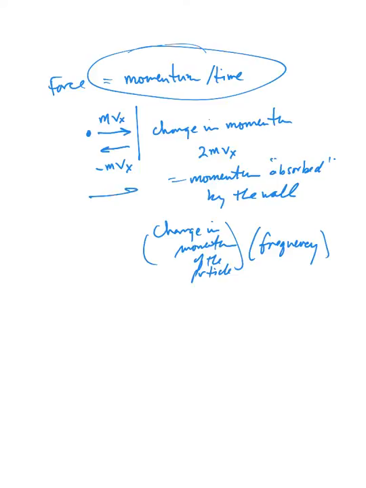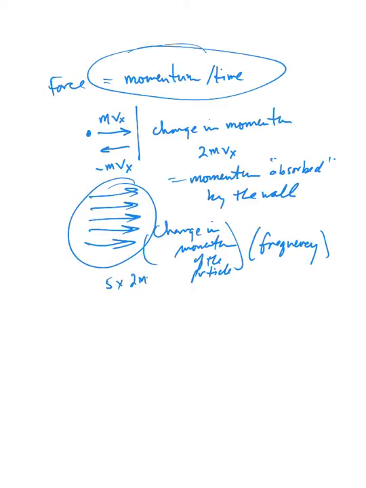So for every collision that occurs, I'm just drawing these arrows to represent 5 different collisions. You can imagine this thing bouncing back and forth like a ping pong ball. And let's say in some amount of time there were 5 collisions. How much force did the wall absorb? Well, in that case it would be 5 times 2m vx, because that's the change in momentum of each collision, over the time that we did this, or the frequency. How many per time?